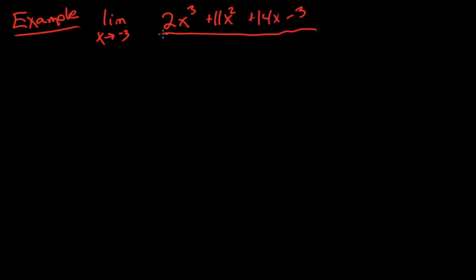Let's say we have the limit as x approaches -3 of 2x cubed plus 11x squared plus 14x minus 3 divided by x plus 3. First thing we would want to do is try plugging in -3 into the denominator, but we get to divide by 0 then, and that's a problem.